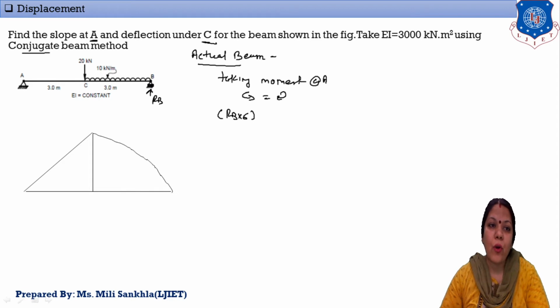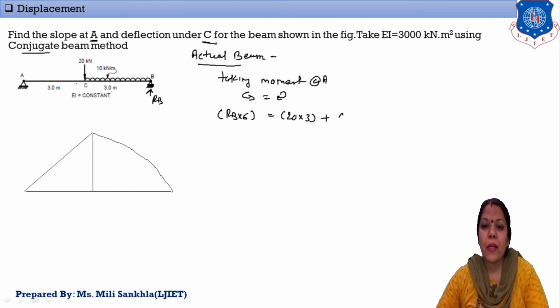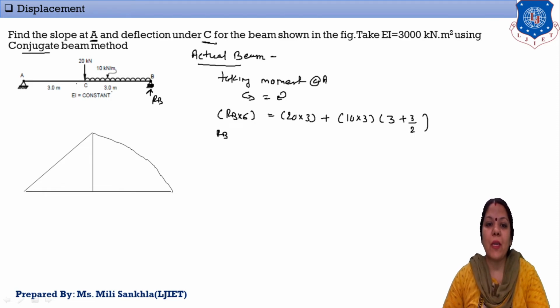Now this point load rotates in the clockwise direction, so mention here on the clockwise side 20 into distance 3, plus this UDL is also rotating in the clockwise direction. The moment of the UDL is load into distance, and distance by 2, 10 into 3, and from this reference, say 3 meter away, so 3 plus 3 by 2. Okay, right here 10 into 3, and this is the CG of our UDL load, 3 plus 3 by 2. Okay, now my answer for this RB is equal to 32.5 kilonewton in up direction.